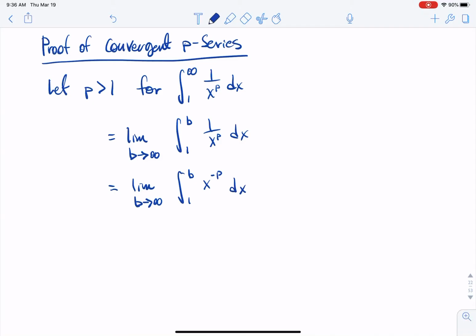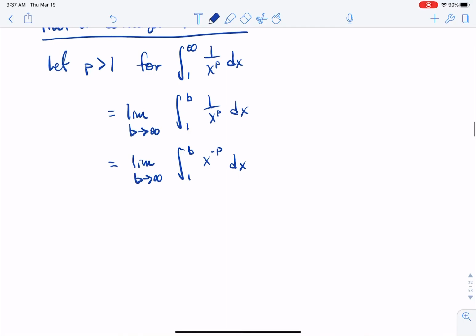And then we can apply the power rule of antiderivatives. We just add 1 to the exponent here. So we have the limit as b goes to infinity again. x to the negative p, add 1 to the exponent, over that same exact exponent, evaluated from 1 to b.